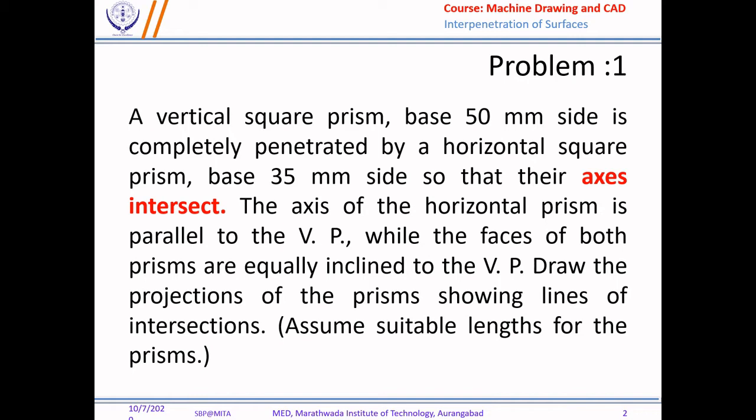In this particular problem, there is one vertical square prism having a base of 50 mm side and another horizontal square prism, of 35 mm side, penetrating it in such a way that their axes intersect. The axis of the horizontal prism is parallel to the vertical plane, while the faces of both the prisms are equally inclined to the vertical plane. So let us see how to construct the interpenetration of these two prisms.